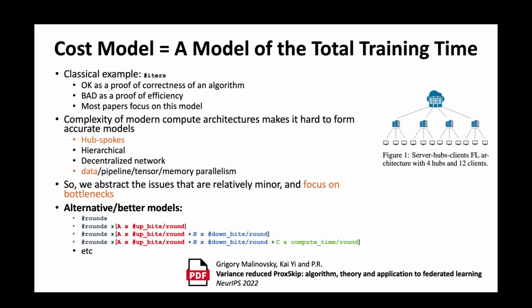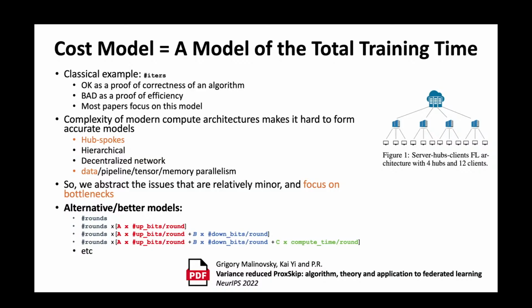Now, the cost model should really be informed by the computer that we're using to solve the problem. So if you have the classical architecture, which would be just hub and spokes, just this part here, then you may say that this communication is what is expensive, so I will completely disregard the cost of aggregation and the cost of computation, and I will only count the number of communications. And then that is a good proxy for training time.